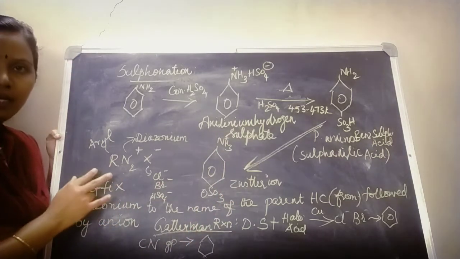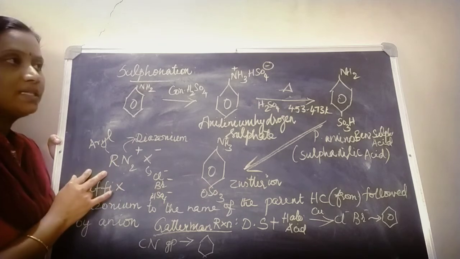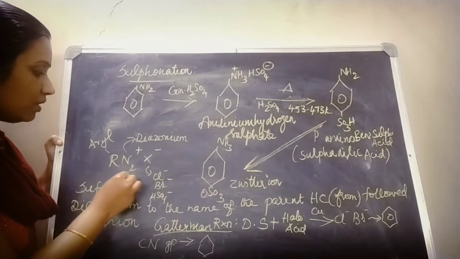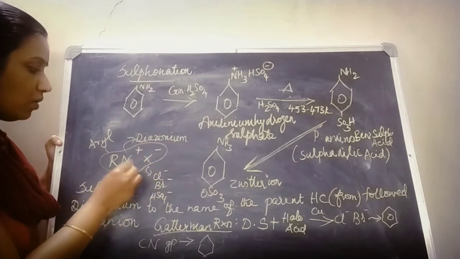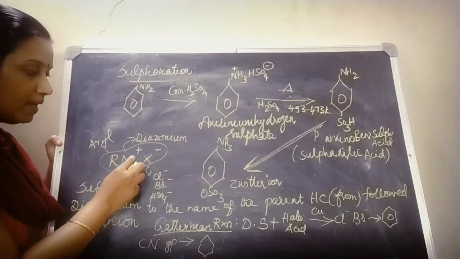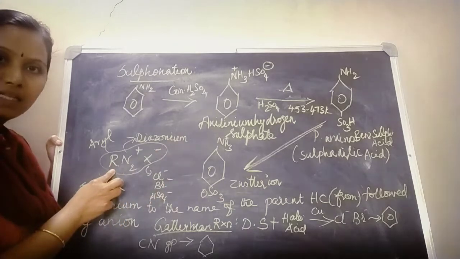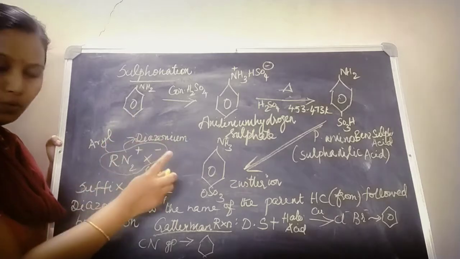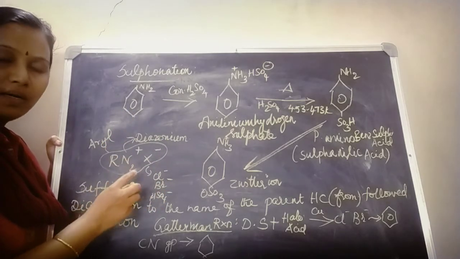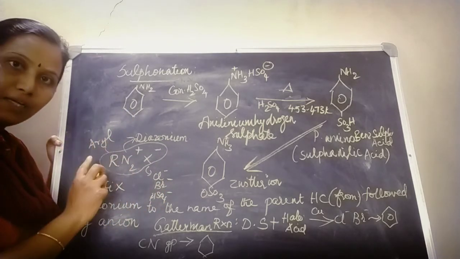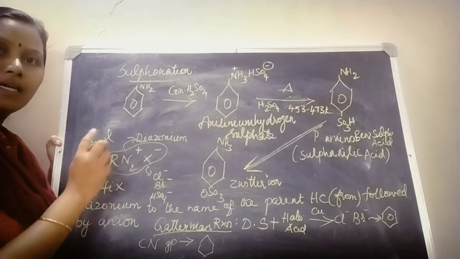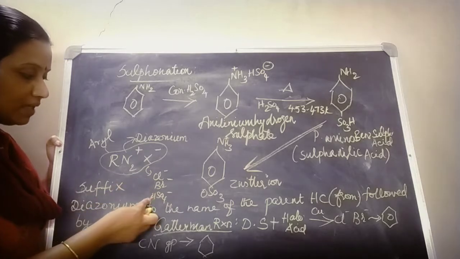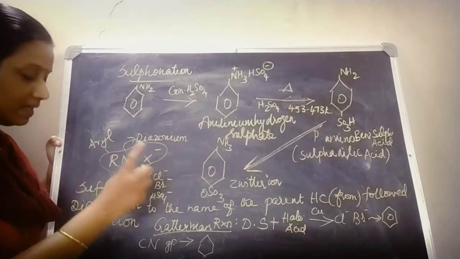Then moving to diazonium salt. Diazonium salt is not there for the final exam. This is just an outline for you. See, when you look into the general formula of diazonium salt, it is RN2+ X−. R is nothing but your aryl group. N2 plus is called the diazonium group. R is aryl group, N2 plus is your diazonium group, and X minus can be a halogen like chlorine, bromine, HSO4 minus, BF4 minus, like that.